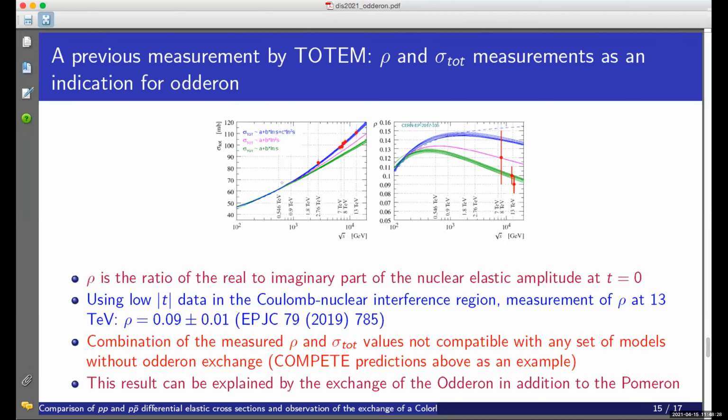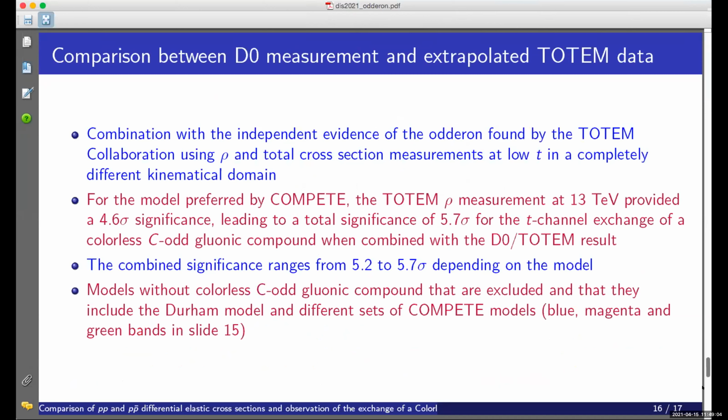The blue line corresponds to a log plus log-squared fit, and the green line purely a log fit, log s fit. And on the right, you have the rho measurement, where you see that the green curve is basically favored for the rho measurement, whereas the blue curve is favored for the total cross section measurement. So this is using the data at 13 TeV at very low t in the Coulomb nuclear interference region. So these data are completely independent from the data that I mentioned before for the D0 and TOTEM comparison. That's why we can basically combine these two measurements in order to obtain our final significance.